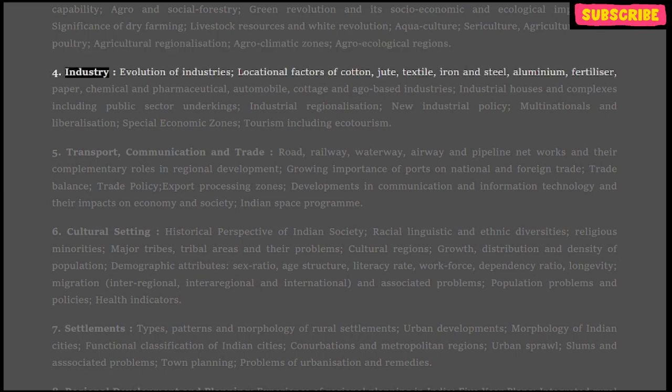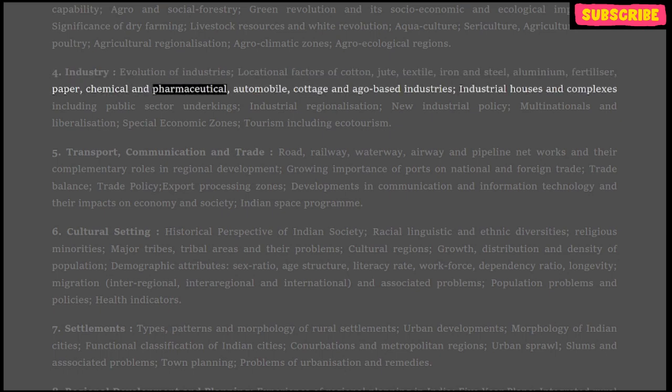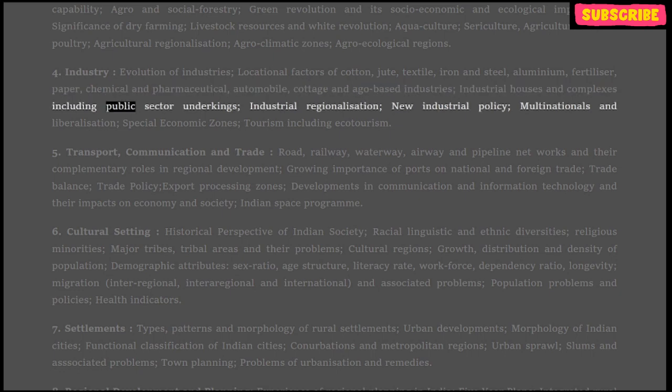4. Industry. Evolution of industries, locational factors of cotton, jute, textile, iron and steel, aluminium, fertilizer, paper, chemical and pharmaceutical, automobile, cottage and agro-based industries, industrial houses and complexes including public sector undertakings, industrial regionalization, new industrial policy, multinationals and liberalization, special economic zones, tourism including ecotourism.